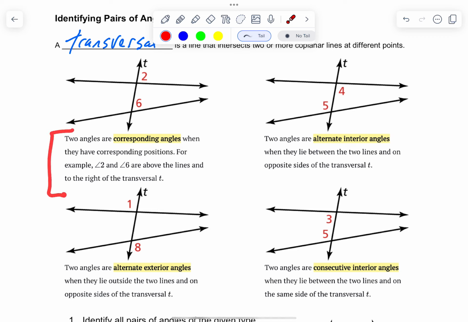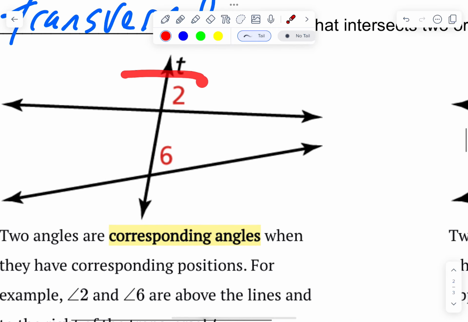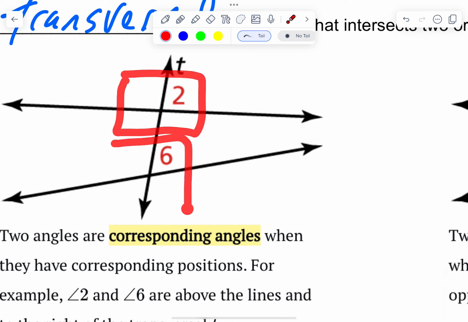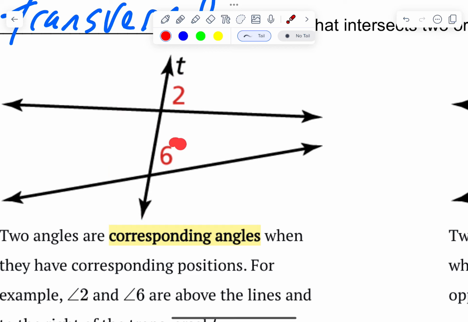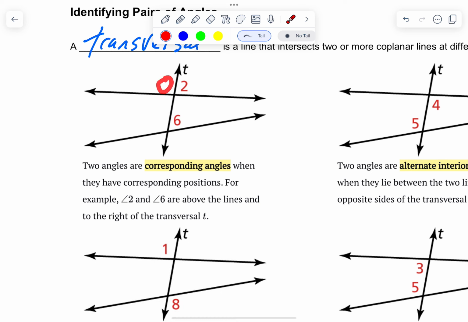And so this first angle pair are called corresponding. It says two angles are corresponding when they have corresponding positions. For example, 2 and 6 are above the lines and to the right of the transversal. So I kind of think of this transversal makes 8 angles. Okay, let me zoom in here a little bit. So the transversal makes 4 angles here and another 4 angles here. So when we talk about corresponding, the 6 and the 2 are both in that same position. They're in the top right position. That's why they're corresponding. So like this angle and this angle would also be corresponding angles.